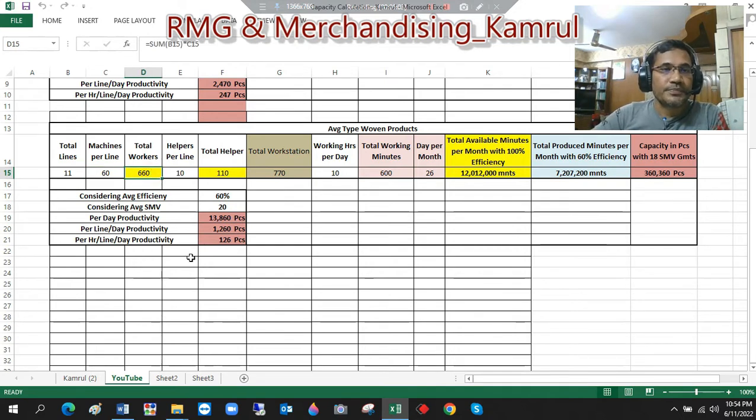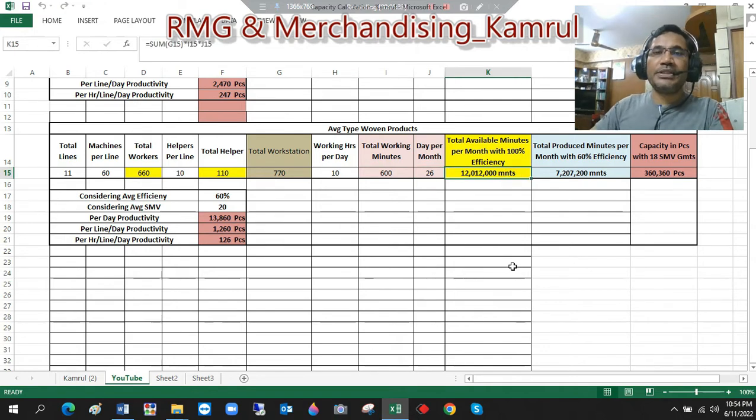Total worker is 660, and helper is 10 per line, which means total helper is 110. So the total workstation for this particular factory, if it is oven, is 770 workstations. Then the same way working days, working minutes per day, and 26 days. If we consider 100% efficiency, the minutes are 12 million minutes, but 100% is not possible.